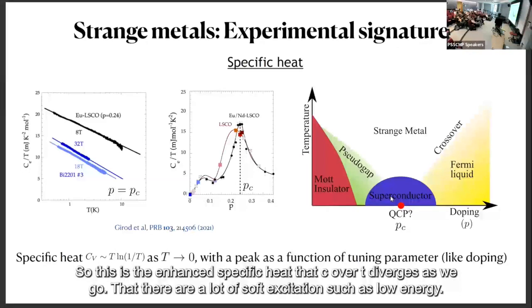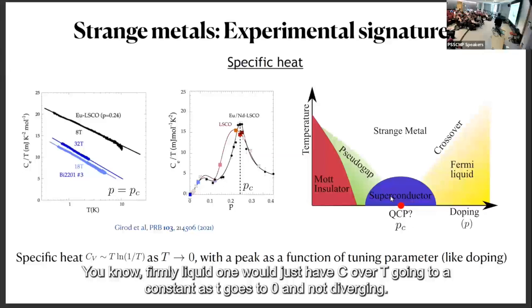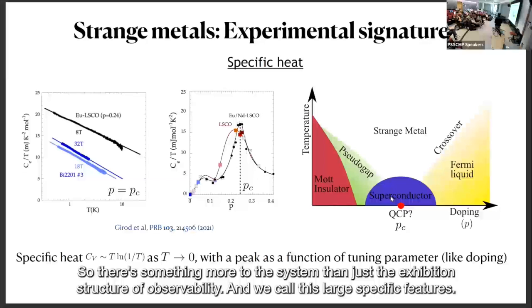So this is the enhanced specific heat, that C over T diverges as T goes to 0, which implies that there are a lot of soft excitations at low energy. In a Fermi liquid, one would just have C over T going to a constant as T goes to 0 and not diverging. So there's something more to the system than just the excitation structure of a Fermi liquid. We call this large specific heat.